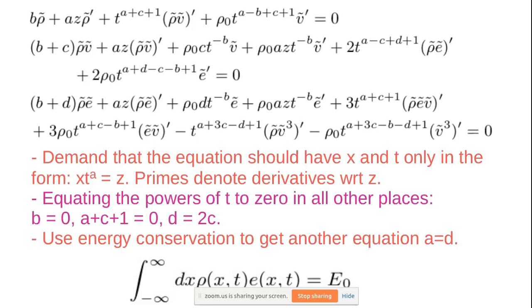Z is x into t power a, it's true, but we want the combination of x and t only in the form of x into t power a and nothing else. Here, if you see the term 2 into t power a minus c plus d plus 1, that does not have an x term there. So you don't want the t term there. So the exponent has to be 0.